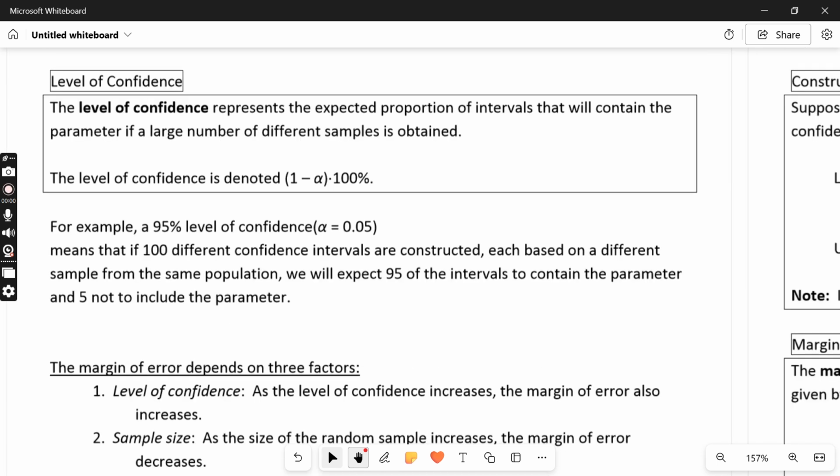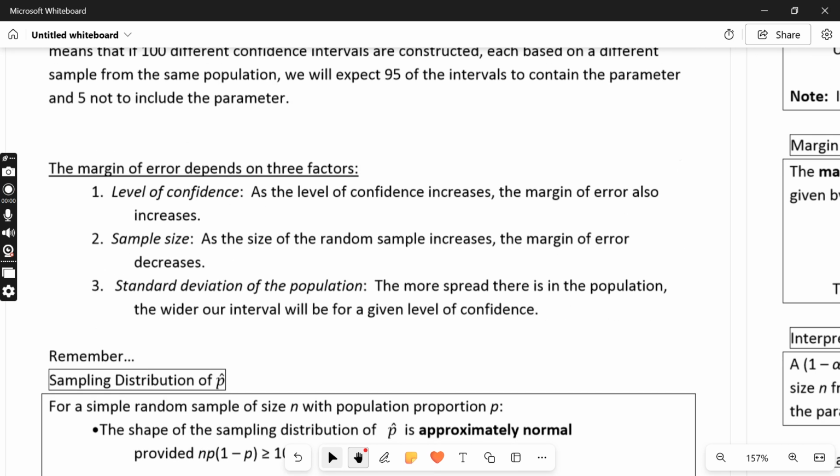My bad. A level of confidence represents the expected proportion of intervals that will contain the parameter if a large number of different samples is obtained. The level of confidence is denoted as 1 minus alpha times 100%. For example, for a 95% level of confidence, alpha is 0.05. This means that if 100 different confidence intervals were constructed, each based on a different sample from the same population, we would expect 95 of the intervals to contain the parameter, but 5 not to include the parameter.